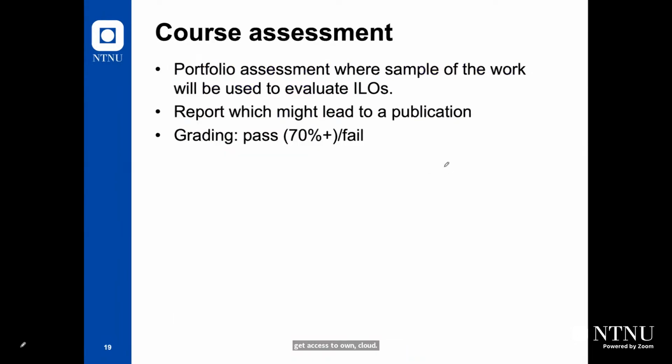So at the end, course assessment, as we mentioned at the beginning, is a portfolio assessment, where a sample of the work will be used to evaluate intended learning outcomes. But as I told you, we can make these small assignments, but it's much better to combine those small assignments into one large assignment. It would be this conference paper. And this conference paper would be useful, so you can get it published and you can get some credits from it after the course. It could be something in your PhD, so try to focus on it.